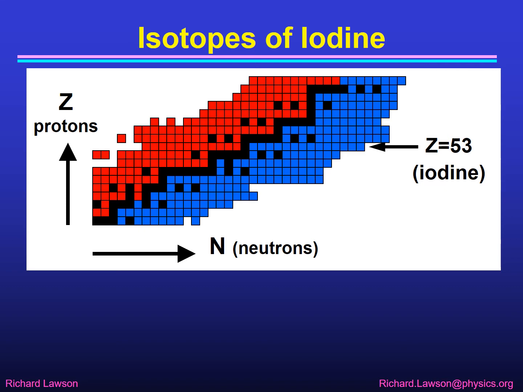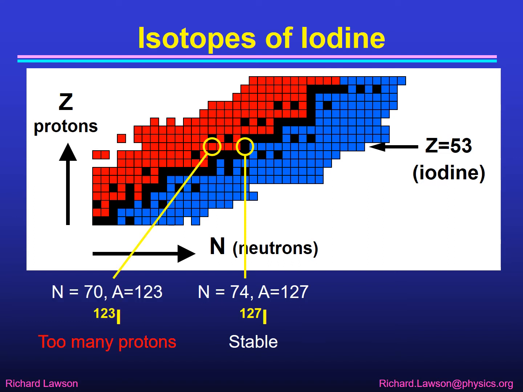Iodine has atomic number 53, so this row, Z equals 53, corresponds to all of the isotopes of iodine. You'll see that there's one black square on that row, so there's one stable isotope of iodine, although some of the other elements above and below have more than one black square. They have more stable isotopes. But if we look at the black square here, that corresponds to 74 neutrons, which together with the 53 protons makes a total mass of 127. So we write that as iodine 127, and it's a black square, so it's stable.